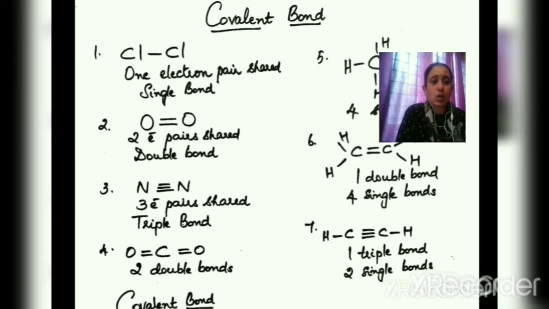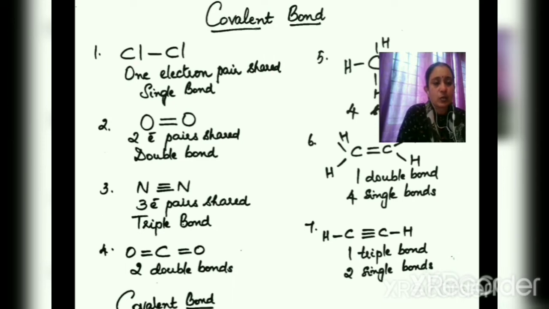Thus, in chlorine molecule, since one electron pair is shared between 2 chlorine atoms, a single covalent bond is formed. Now consider oxygen molecule O2. Since 2 pairs of electrons are shared between 2 oxygen atoms, a double covalent bond will be formed between 2 oxygen atoms. Now consider nitrogen N2. We can see that 3 pairs of electrons are shared between 2 nitrogen atoms. Therefore, a triple covalent bond will be formed.